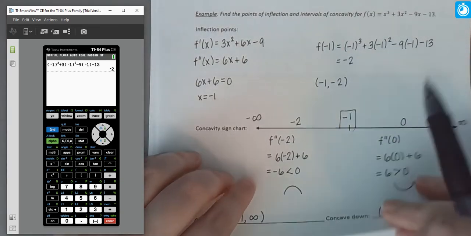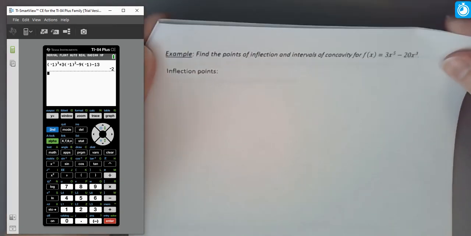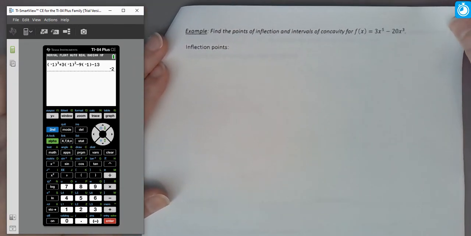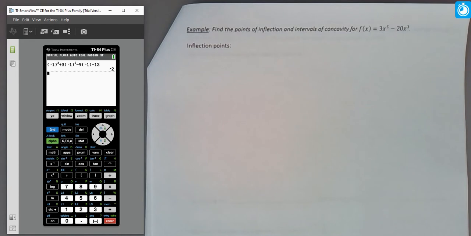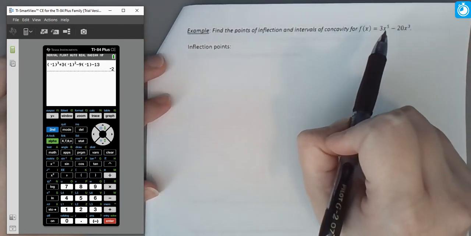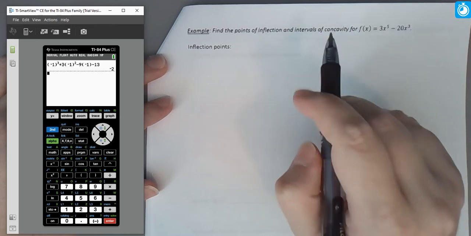Okay, let's try another example like this one. So again, we want to find our points of inflection, find the intervals of concavity. And you'll notice this function and the last function, they're the ones we already looked at in terms of classifying our maximum and minimum values. We're just looking at them from a slightly different point of view now. So we've got our function, f of x is equal to 3x to the 5th minus 20x cubed, the one that I apparently couldn't graph correctly.